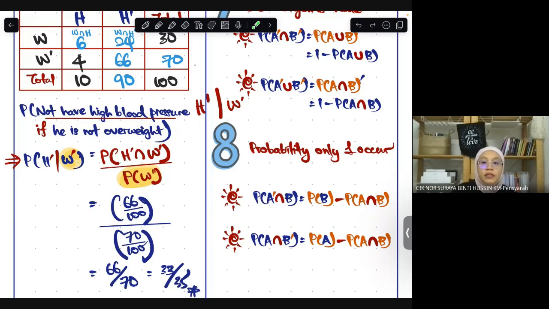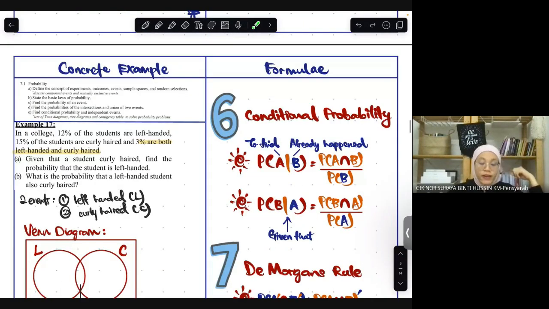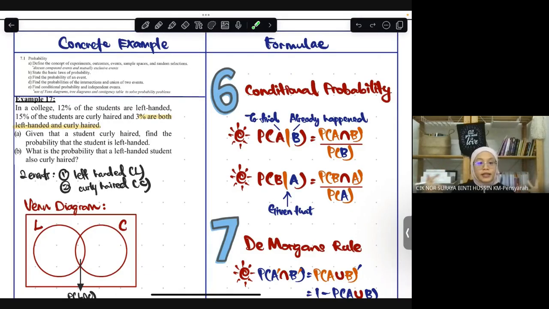Is it okay with the contingency table? Boleh ya? Okay, now move on to the next one. Nak masuk Venn diagram pula. Okay, saya akan ajar ketiga-tiga method inilah. Habis dah, 5 minit lagi.